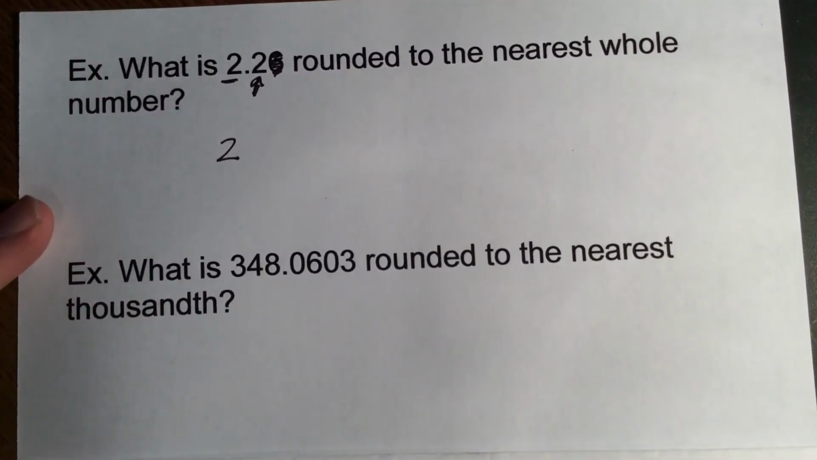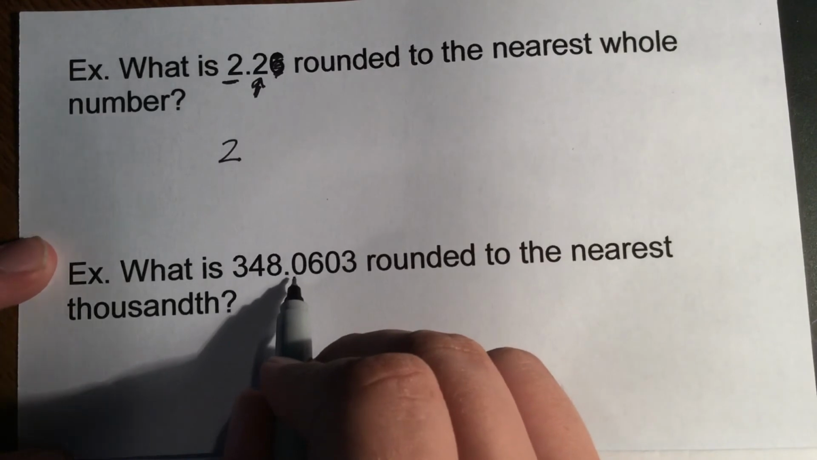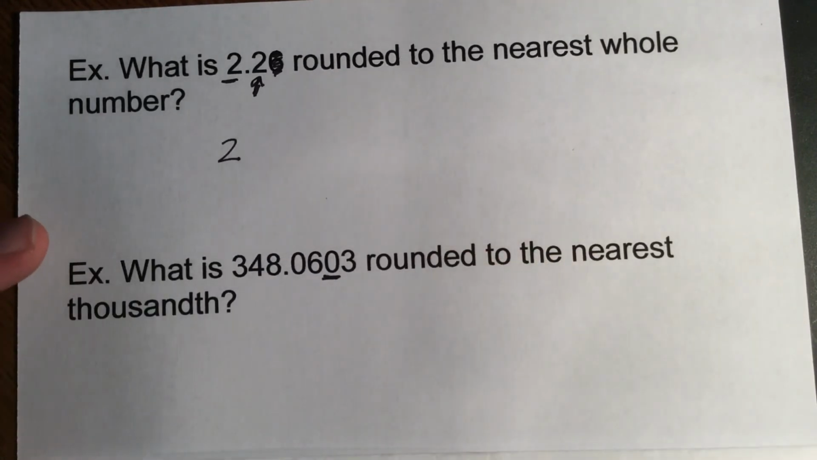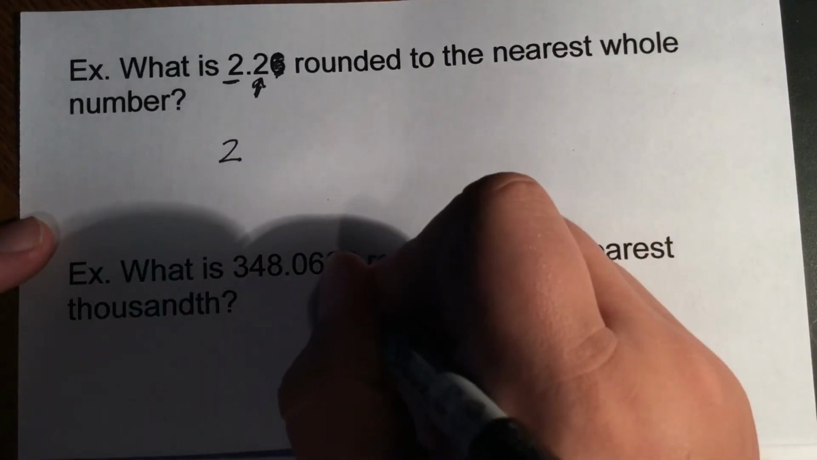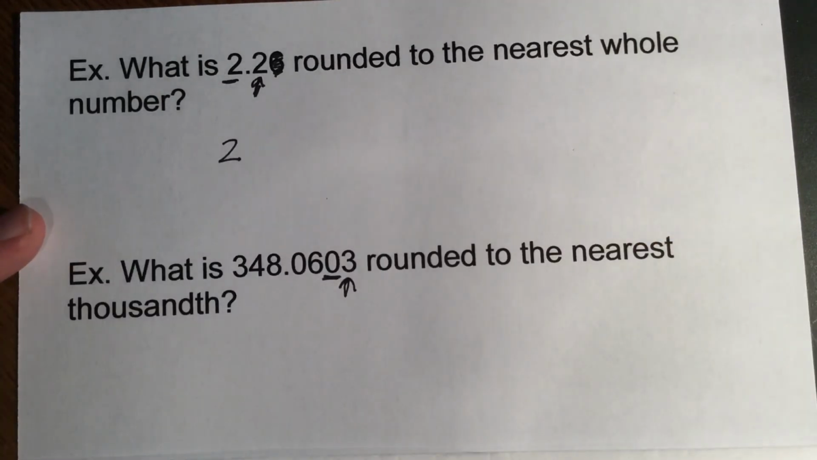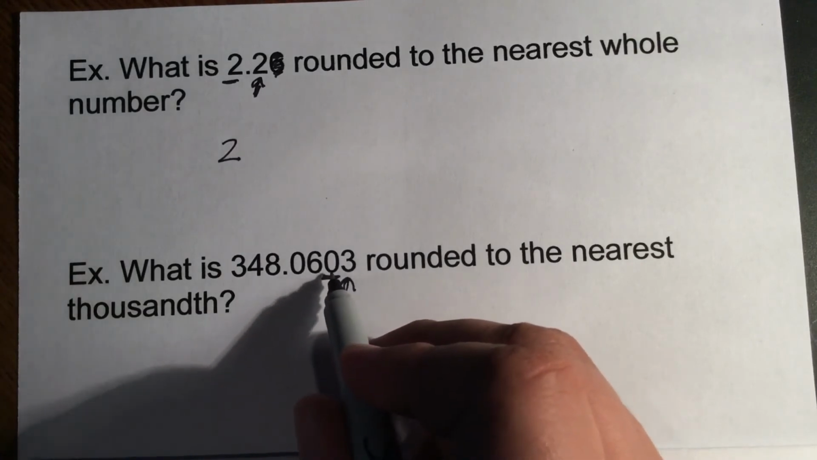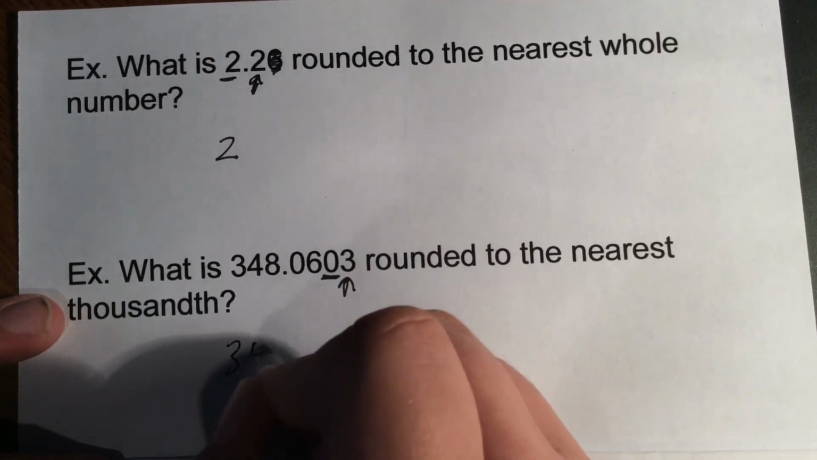Nearest thousandth. So we have tenths, hundredths, thousandths. We're looking at this one right here. To the right is a 3. That 3 is not going to bump it up. It's going to stay the same. It's going to stay a 0. So you would write the 3, 4, 8.